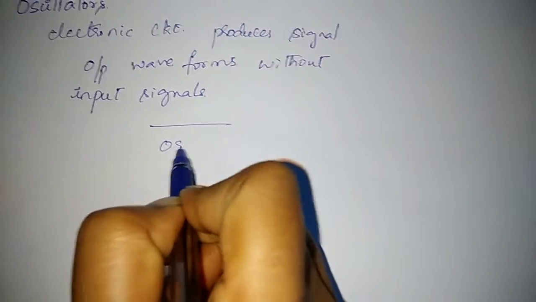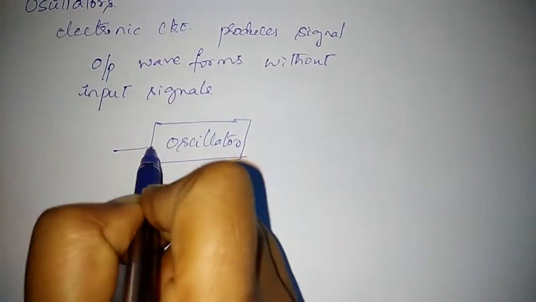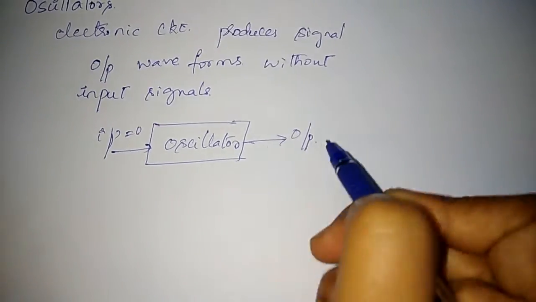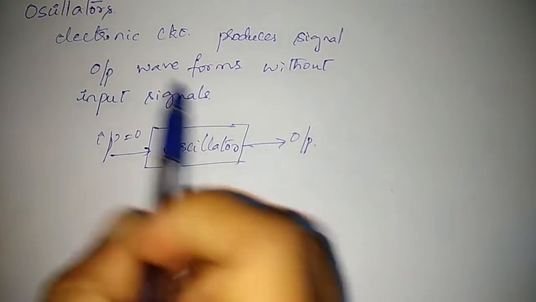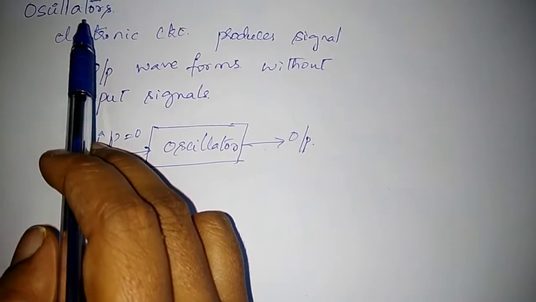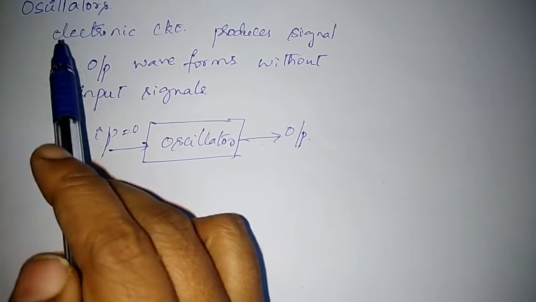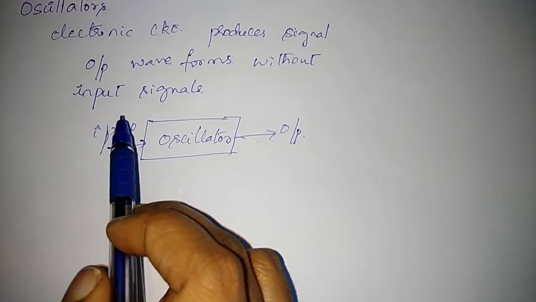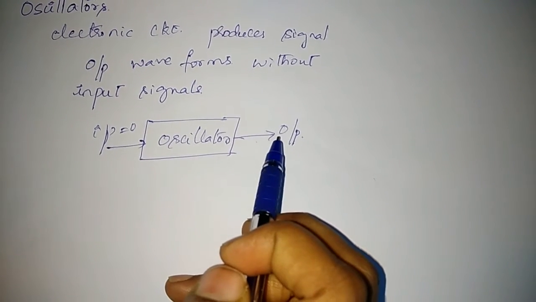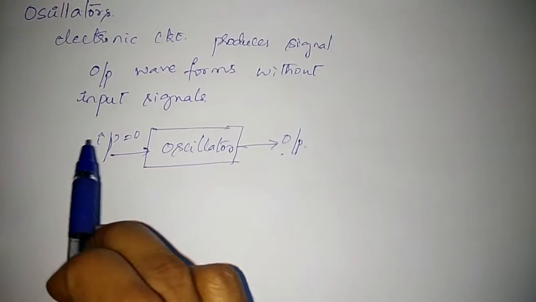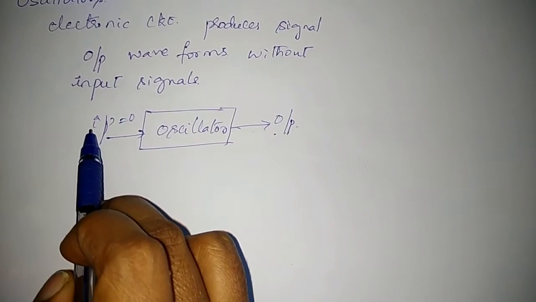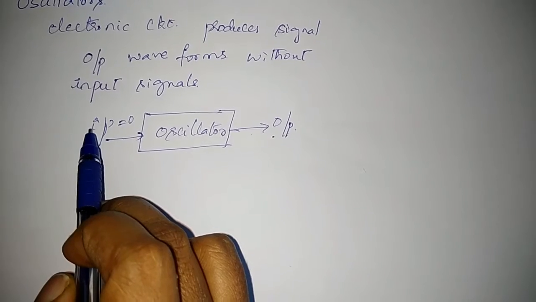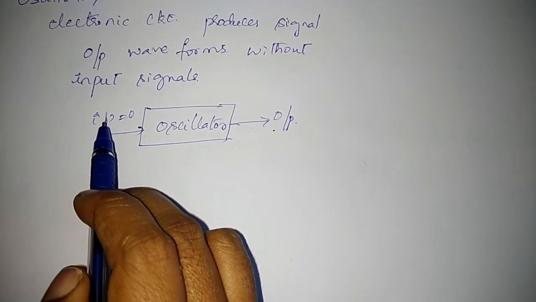Say this is your oscillator, and the oscillator input is equal to 0. No input you are providing, but still you will be getting the output. So that type of circuits are called oscillators. You can define oscillators as an electronic circuit which essentially produces a signal output waveform even without input signal excitation, which is nothing but your input.